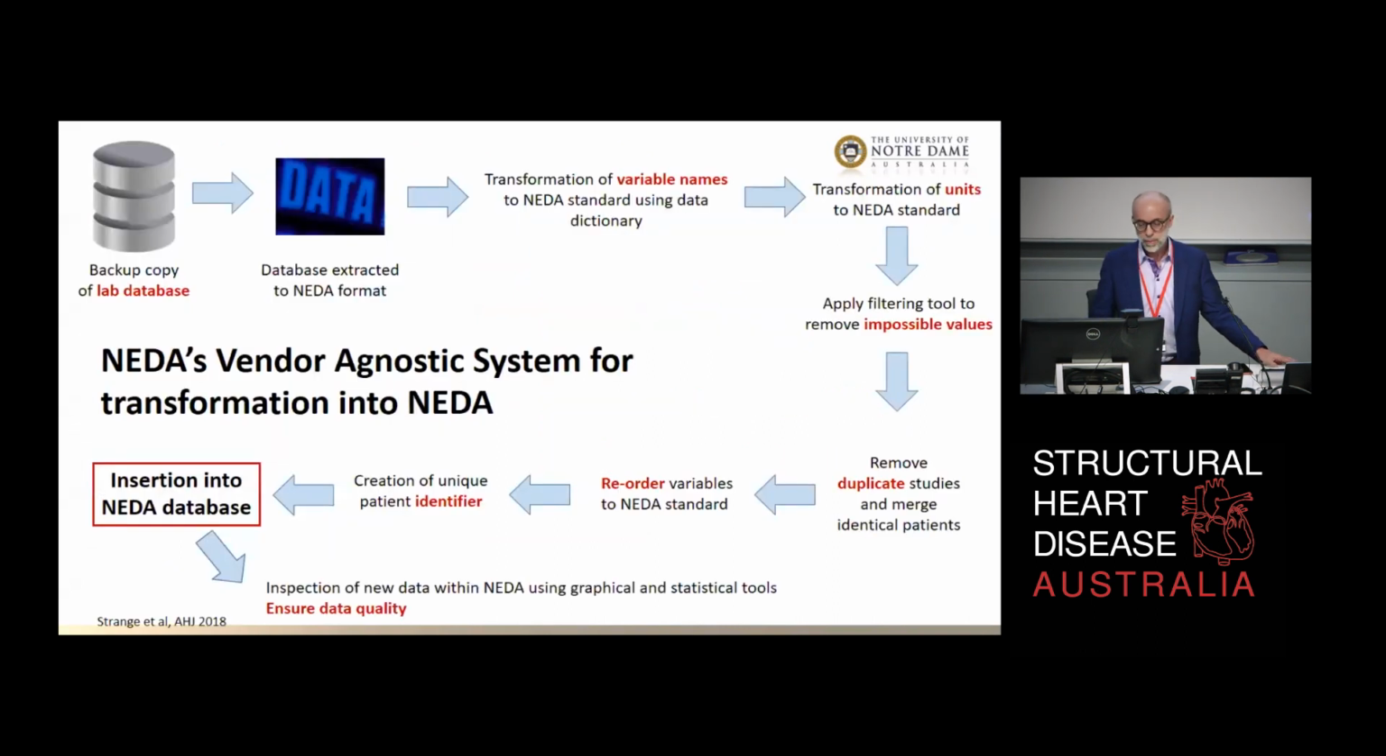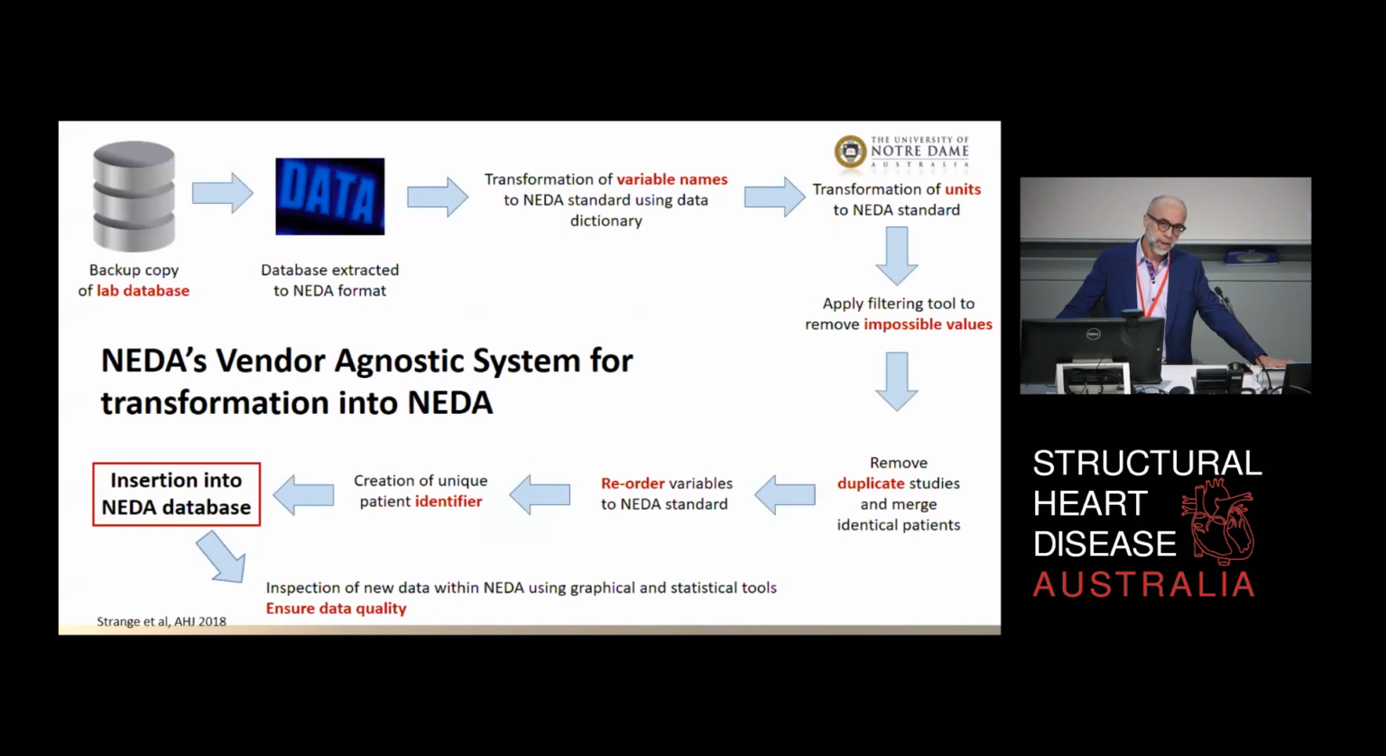And this is effectively what happens. This is a truly vendor-agnostic system. So the whole point of this is to try to acquire the data from any lab, any vendor, anyone that produces this type of echo data. And so we transform it into our NEDA standard. We have a series of filtering tools that reorders and gets rid of impossible values, removes duplicate studies, and merges identical patients, and then sets everything up into this unique identifier, and then gets into the NEDA database.